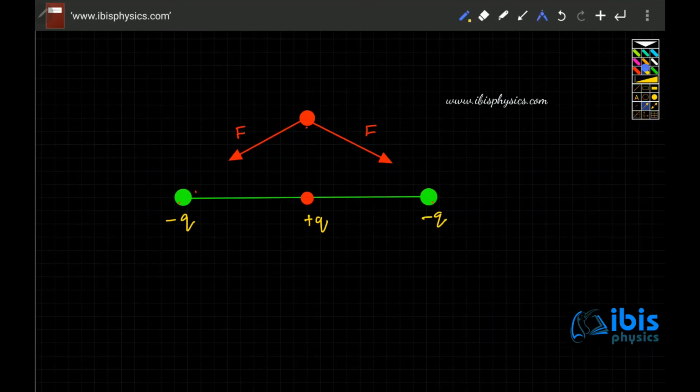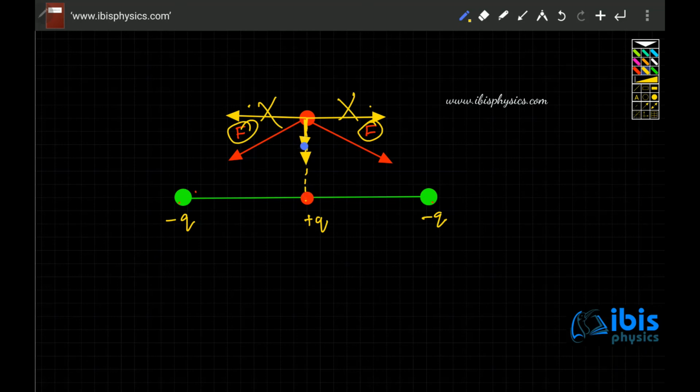Then each force can be resolved into two components. For this force F, there is a horizontal component and there is a vertical component. Likewise, for the other force, there is a horizontal component which will act against this one, and a vertical component. You see, their vertical components act along the same direction, but their horizontal components act in opposite directions. Because the forces are equal, the horizontal components are equal and opposite, so they cancel each other. Then the resultant vertical component will act on the charge towards its initial position.